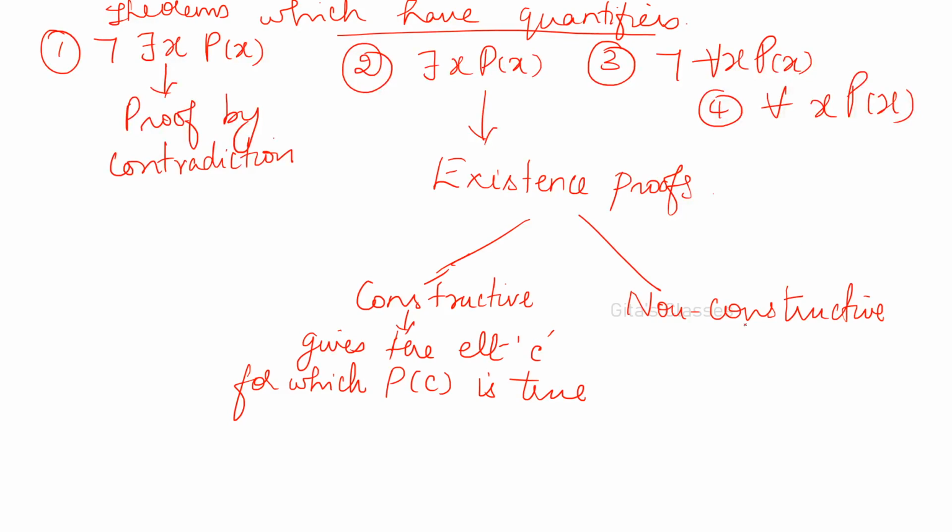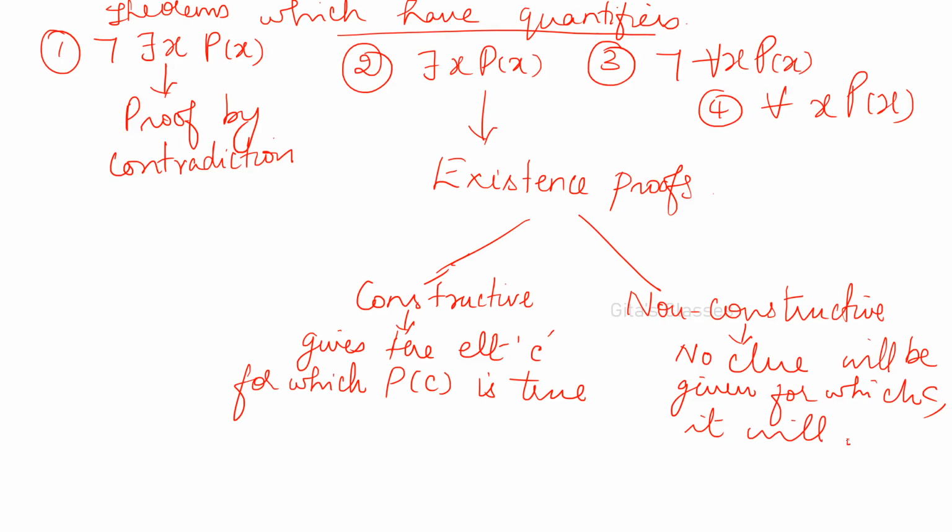So non-constructive, sometimes you will not. Here we know the formulas. Here non-constructive will be, there will not be any clue for this. Okay. So no clue will be given for which C it will satisfy. So for some C, some other option we may have to find out C. Directly we may not be able to find out, right?